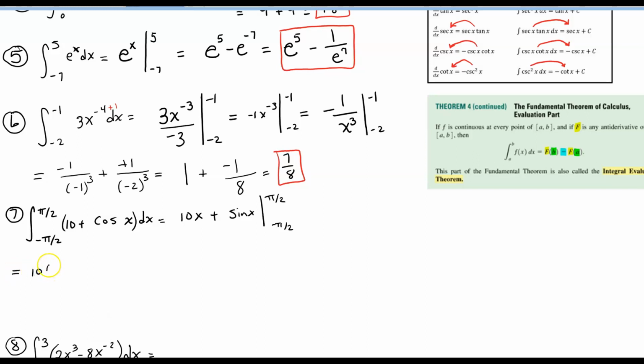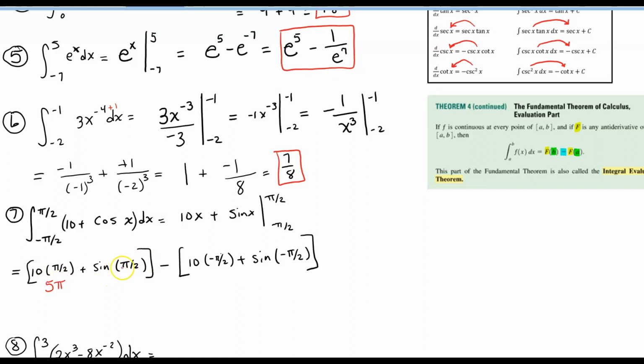So this is going to be 10 times pi over 2 plus sine of pi over 2. All of that minus 10 times negative pi over 2 plus sine of negative pi over 2. And now I'm ready to substitute in the values that I know from the unit circle. So 10 times pi over 2, that's not a unit circle thing. That's just straight up multiplication, 5 pi.